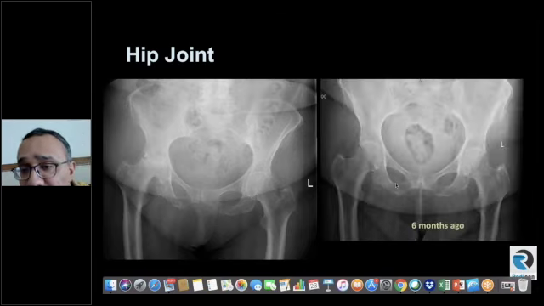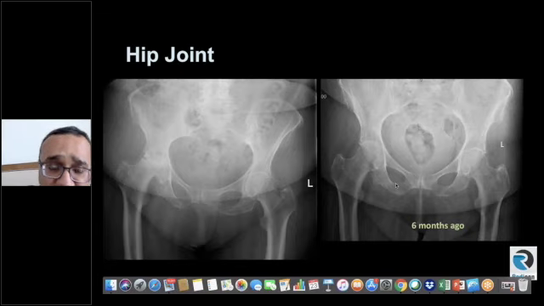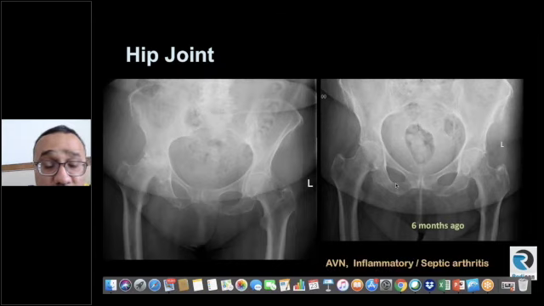But if you ask for a previous film, the previous film is 6 months ago. You can see that 6 months ago, things were much different. There is mild joint space loss on the right side, but no definite features of AVN. And AVN usually progresses quite quickly. But when there is a progression within months, you have to think about underlying infection. So think about AVN when there is marked destruction of the femoral head, but also don't forget inflammatory or septic arthritis. This patient had a steroid injection for pain, and then subsequently she developed this accelerated AVN.